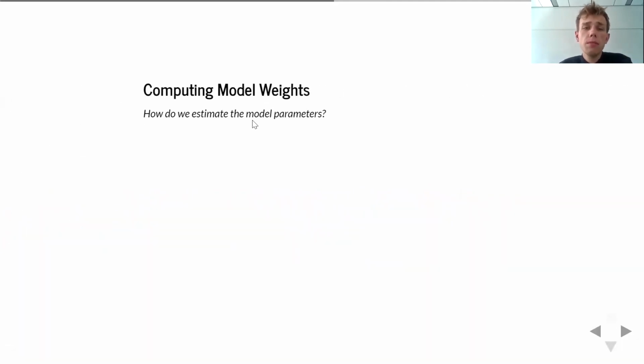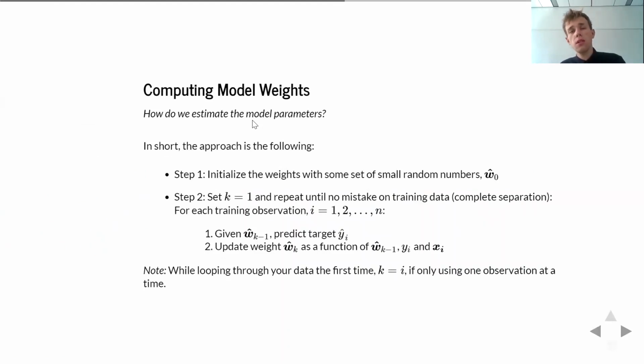Okay, so how do we estimate the model parameters? So in short, the approach is the following. There are fundamentally two steps with two sub-steps in step 2. Step 1 is that we initialize the weights with some set of small random numbers. These should in general not be 0, but they should be close to 0 and potentially random. Then in step 2, we set some counter k equal to 1, and then we repeat the following until we make no mistake on our training data. So we manage to separate our two target types completely without an error.